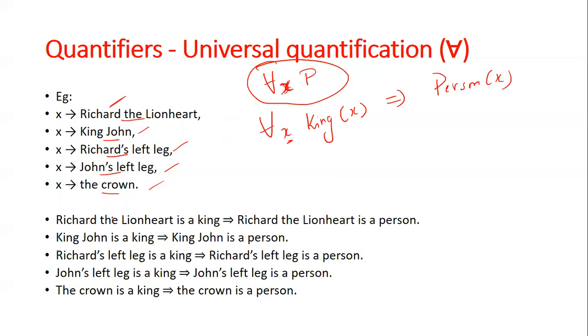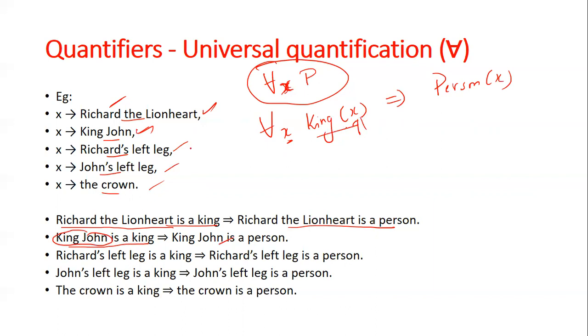So let us check that. Let us take x as the first one, Richard the Lionheart. Then what does it mean? It means that Richard the Lionheart is a king, which implies that Richard the Lionheart is a person. Fine. Now, if you consider x as King John, then it means King John is a king, and King John is a person.